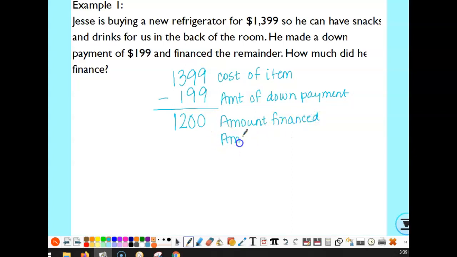It's also the amount borrowed, or the amount that you have left to pay back. So the store is basically saying you can borrow this $1,200 item as long as you promise to pay it back.